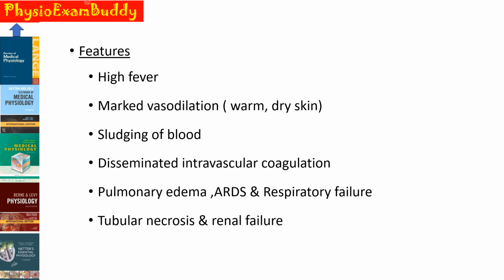The special features of septic shock are high fever and marked vasodilatation. That is why it causes warm and dry skin instead of cold and clammy skin. Then there is sludging of the blood. There will be disseminated intravascular coagulation, that is, development of microclots in widespread areas of the body. This also causes the blood clotting factors to be used up, leading to bleeding from many tissues, especially from the gut wall of the intestinal tract.